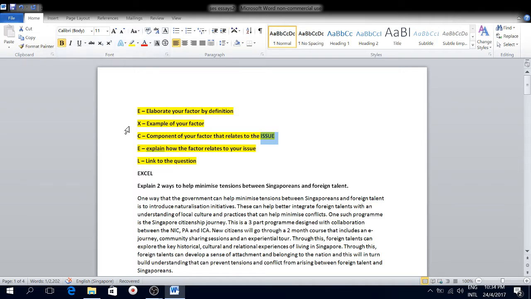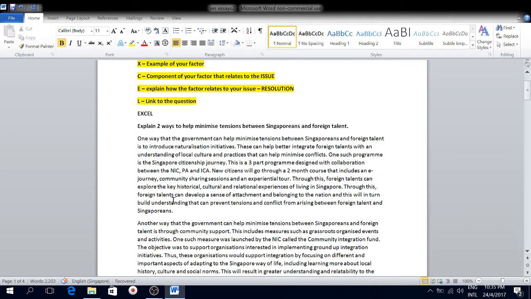Okay, then explain how the various measures can help your factor to resolve the issue. The key thing is resolution. Your factor must resolve the issue. Then after that, followed by linking. So Excel. Let me give an example.